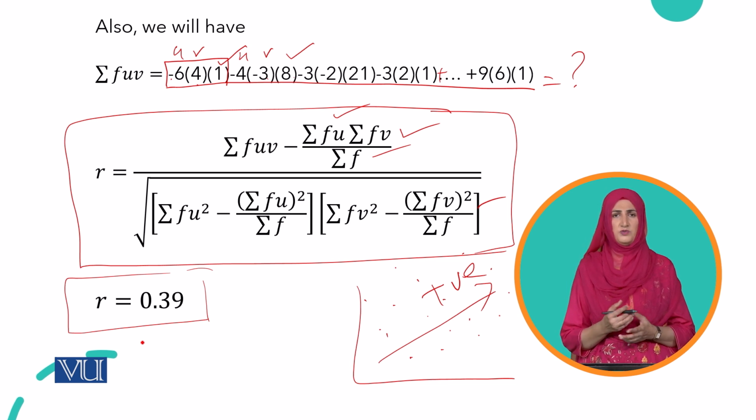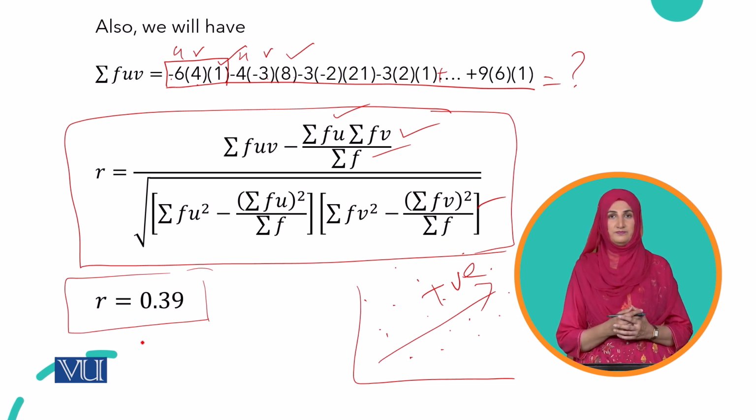There is weak correlation between x and y. This is how we will interpret it. Thank you.